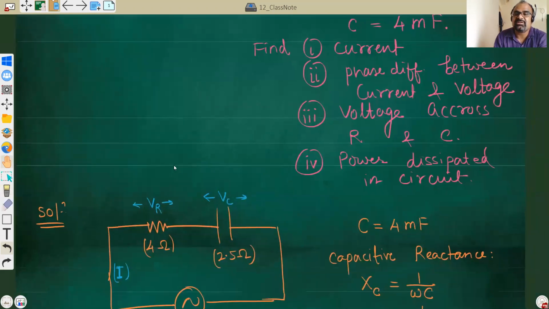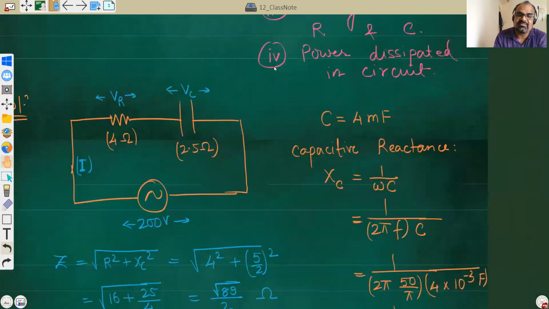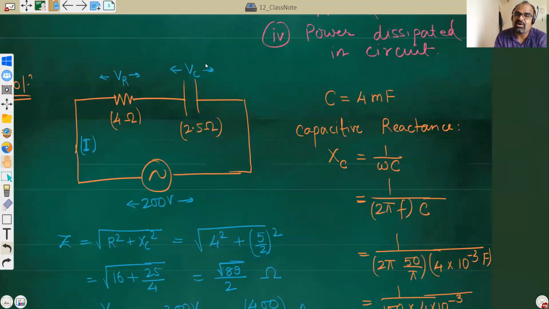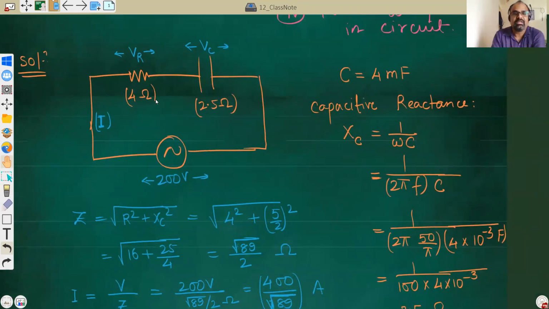Now let's read the third part. You have to find the voltage across the resistor and capacitor. In other words, you have to find how much is this VR and how much is this VC. Very simple. Can anybody suggest how to find the voltage across the resistor? Come on, show me your talent.